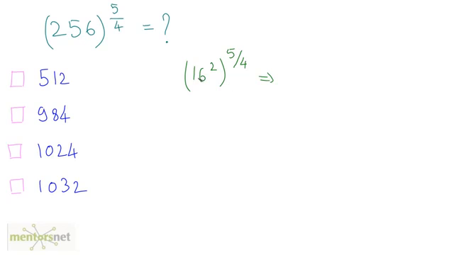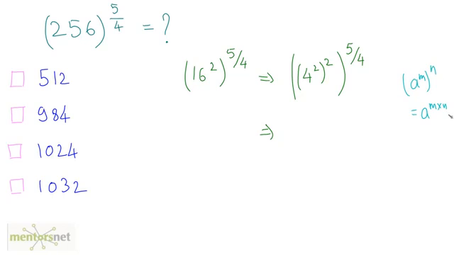Well, 16 is the square of 4. So you can write this as 4 square raised to 2, and which is raised to 5 by 4. Now, you know the law of indices. If you have a raised to m raised to n, it is equal to a raised to m times n. So this is equal to 4 raised to 2 times 2 is 4, which is again raised to 5 by 4. And this is equivalent to 4 raised to 4 times 5 by 4.